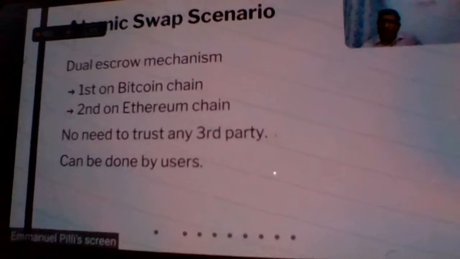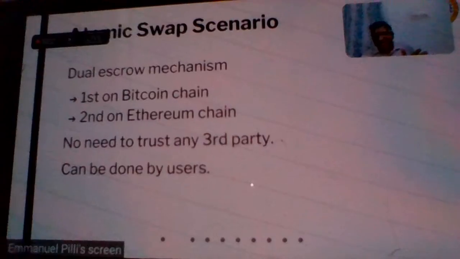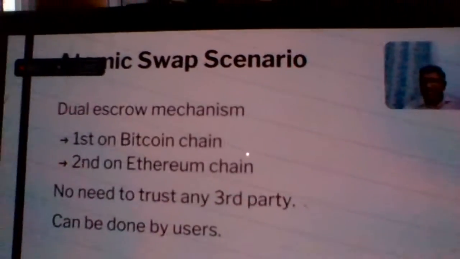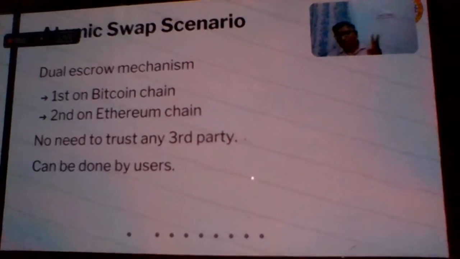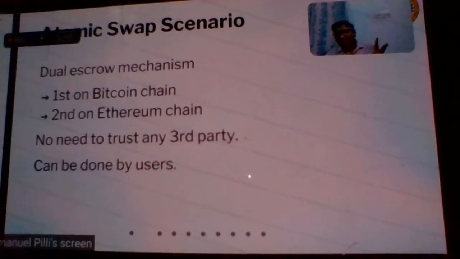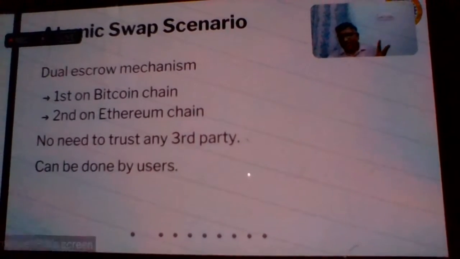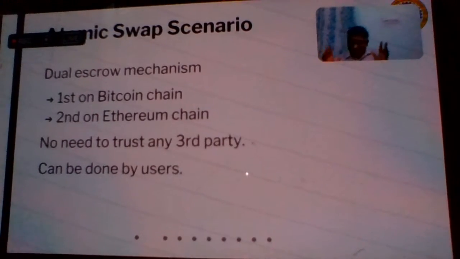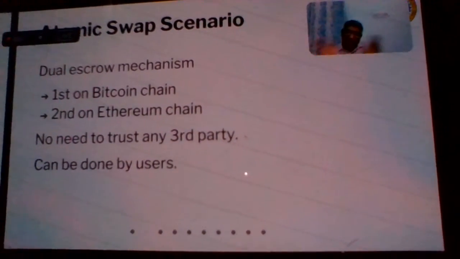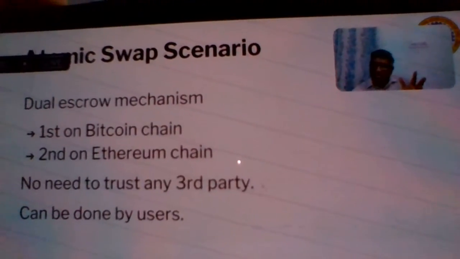But here in this atomic swap scenario, one is on Bitcoin and the other is on Ethereum. Both have Ethereum addresses, both have Bitcoin addresses, right? So Alice has two addresses, one on Bitcoin, one on Ether. Bob has two addresses, one on Bitcoin and one on Ethereum, right? But then I have more Bitcoins and the other person has more Ethers. So the swap has to happen. I have more Bitcoins, so I want more Ethers. I have more Ethers, but I want more Bitcoin.